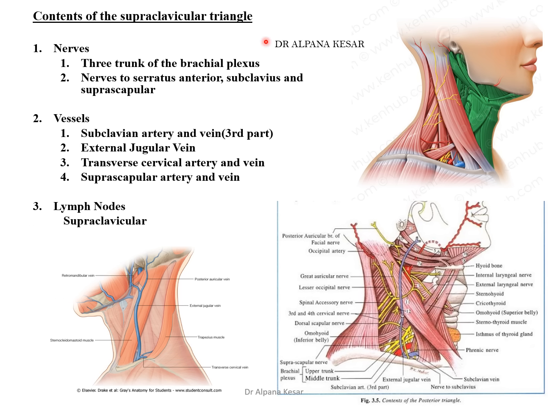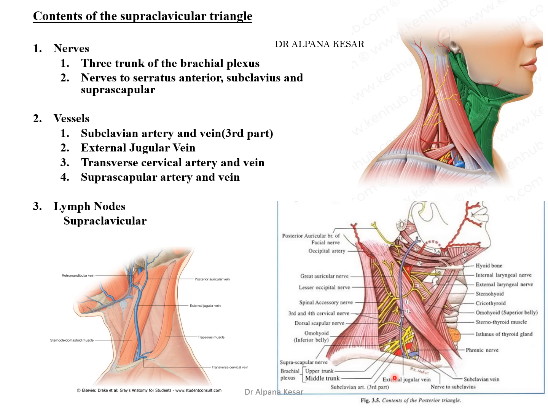Contents of the supraclavicular triangle. Supraclavicular triangle is much smaller as compared to the occipital triangle, but it contains some major contents. The three trunks of brachial plexus are present in it. Nerve to serratus anterior, subclavius, and suprascapular are present in the supraclavicular triangle.